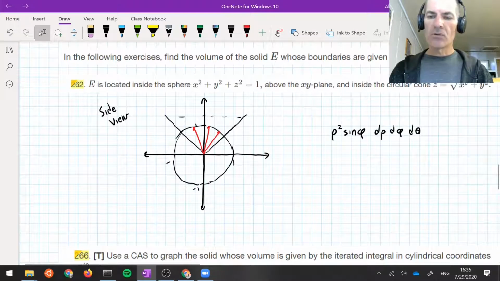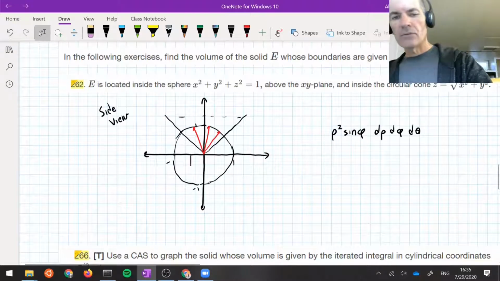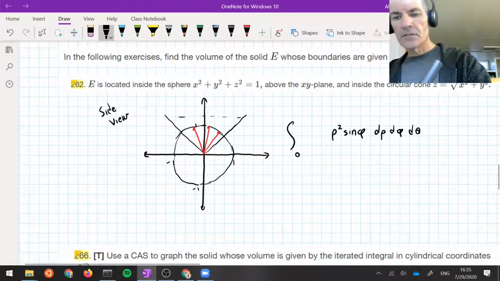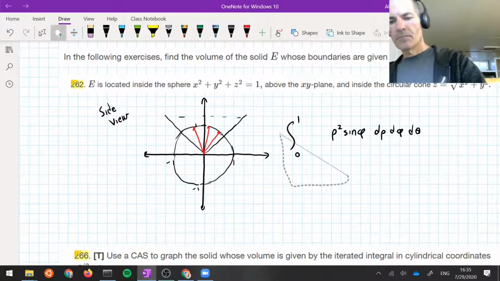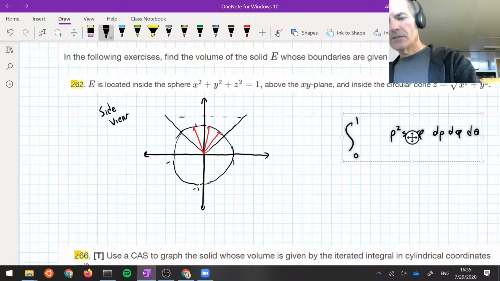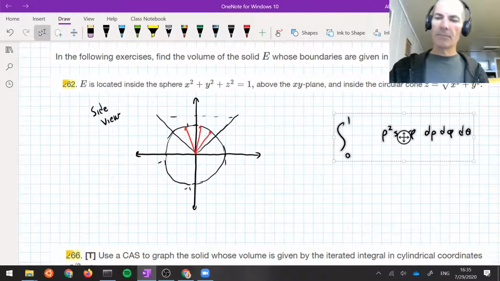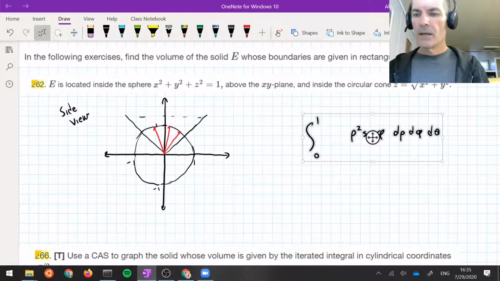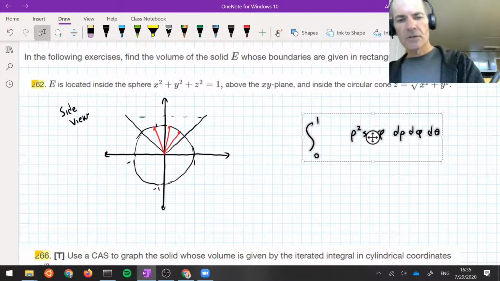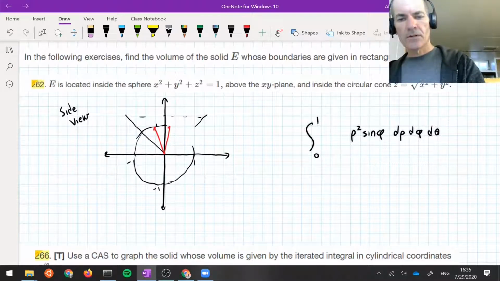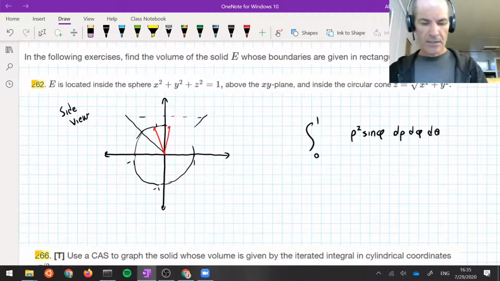So as rho travels from the origin out to the sphere, it travels a distance from 0 to 1. I'm going to move this out a little bit so that I have more room. That leaves phi. All right, so let's get rid of these rho tracings and focus on the phi tracings.